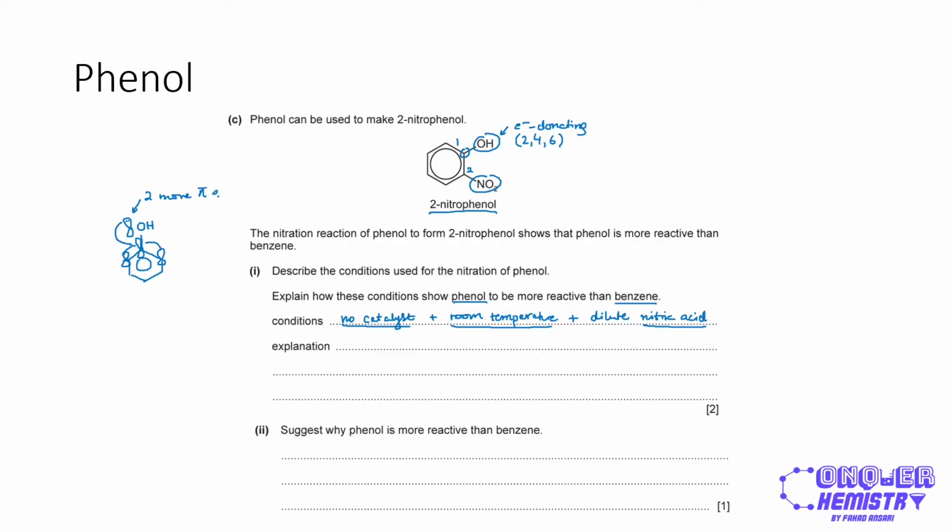and so that makes it more electron dense or electron rich. And because of that, the benzene ring becomes more open to electrophilic attack. That's why it is more reactive than benzene.